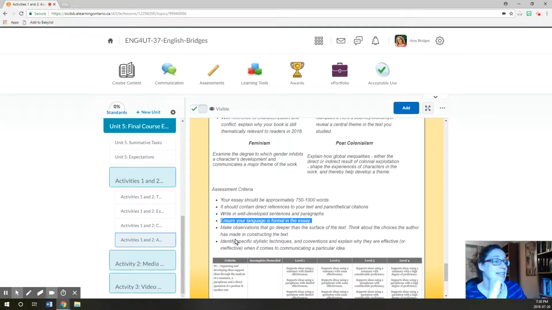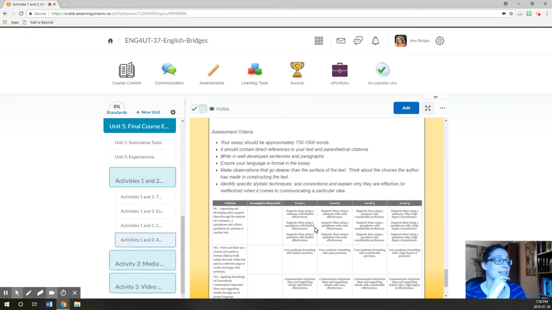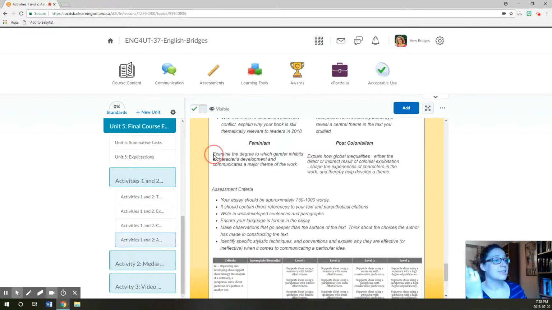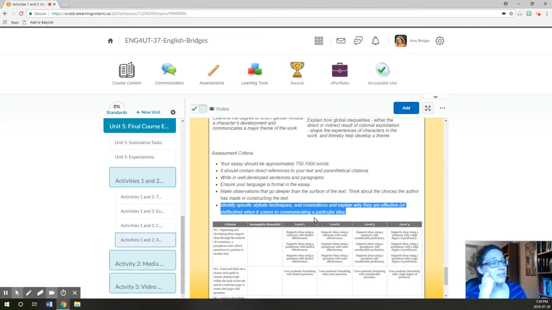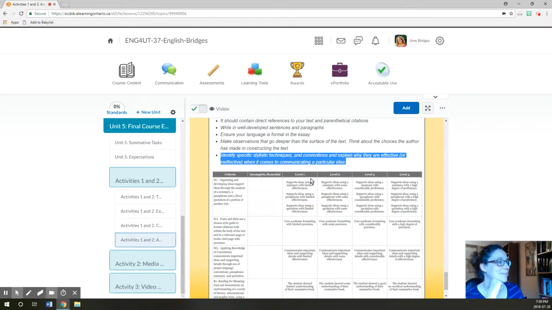And lastly, identify specific stylistic techniques and conventions and explain why they are effective or ineffective when it comes to communicating a particular idea. So essentially, if you're answering, for example, examine the degree to which gender inhibits a character's development and communicates a major theme in the work, you're going to explain how the author uses stylistic techniques to develop that theme about gender inhibiting a character's development. Okay, so you're going to try and combine all those things.